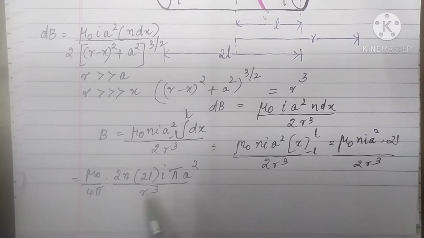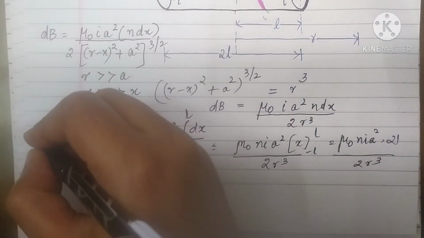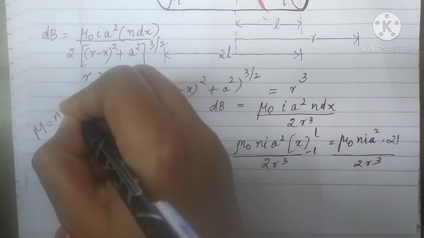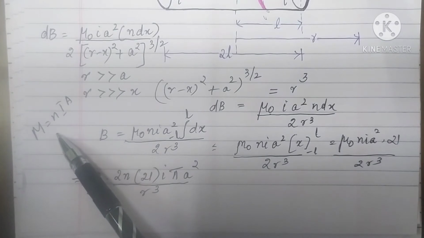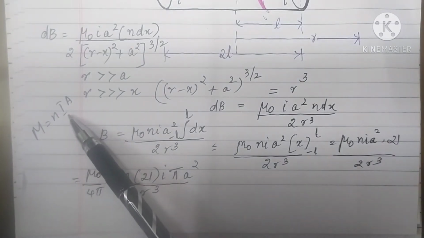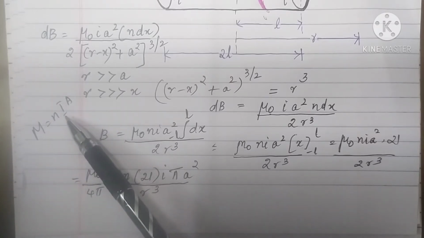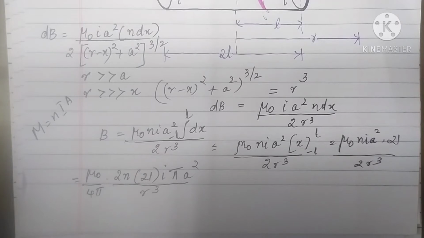So from this expression, you can again rearrange, because you have studied the term magnetic moment. Do you remember that? What is magnetic moment? Yes, magnetic moment is given as NIA, that is number of turns into current into area of cross section. Clear? Number of turns into current into area of cross section.